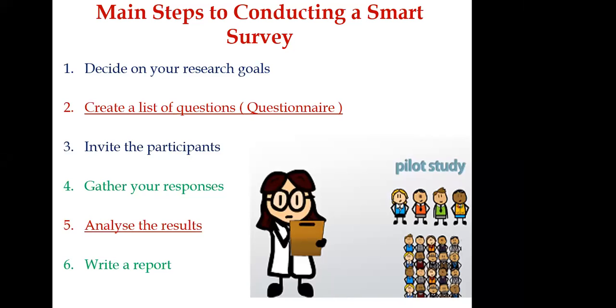Mainly, clearly we need to define our research goals. Then, based on the research goals, we need to create our objectives, our hypotheses, and our questionnaires. Then we need to select proper participants, give them the questionnaires, get the responses from the audience, do the analysis, and finally write a report. Especially if we are conducting a survey, we need to follow all these steps clearly.